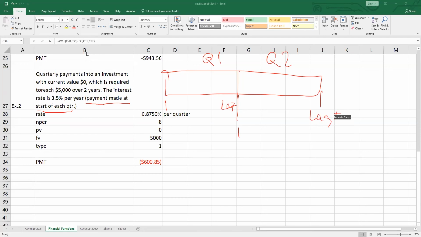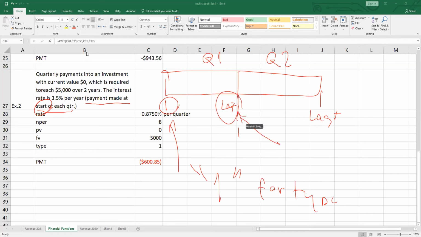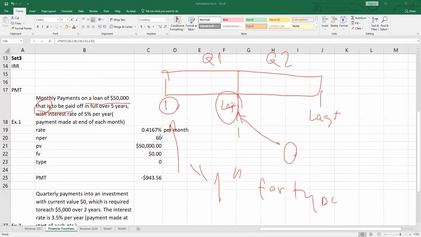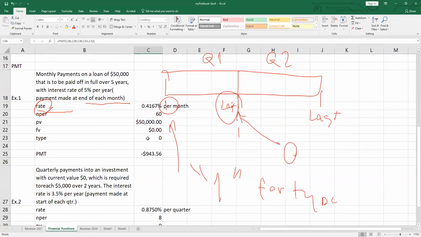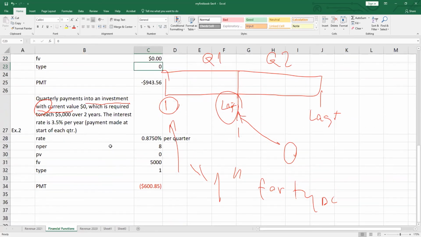This one says that payment is made at the start of each quarter. Every time the payment is made at the start of that period, you use 1 for type. But if you pay at the end of the quarter or of that period, you use 0 for type. This is the meaning. That's why in the previous example, you can see that type was 0, because we said that we pay at the end of the month. That is the meaning of the type.